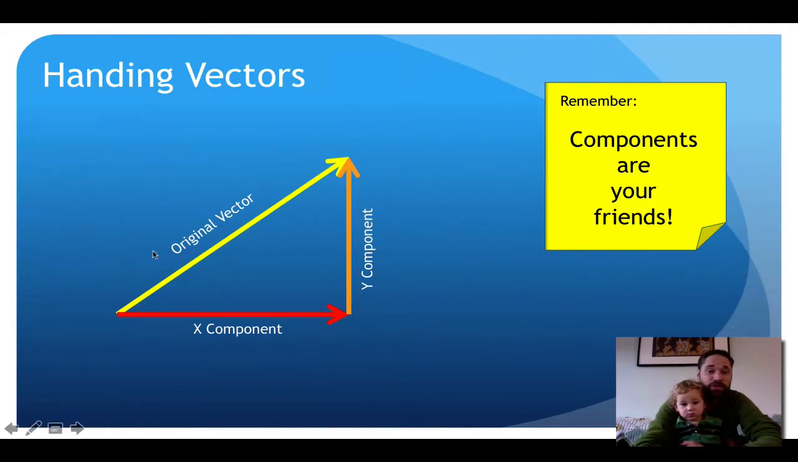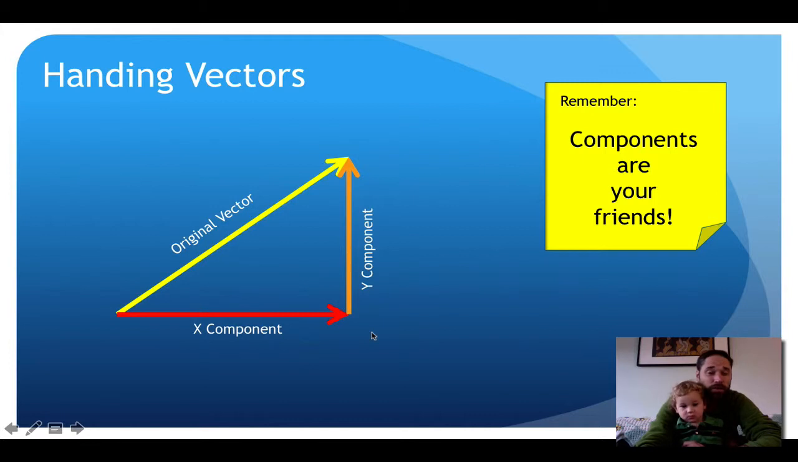Right? If we have an original vector here, we can break it down into an x component and a y component. And so we're going to be able to deal with that. X and y components are both here forming that right triangle with the original vector by definition. So we're going to do some kind of right angle trigonometry using this triangle.